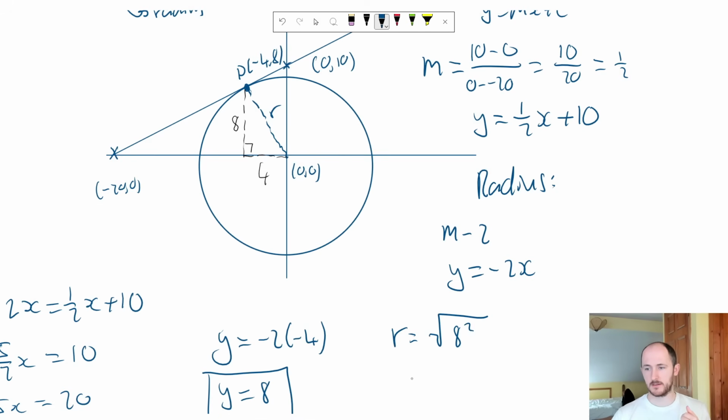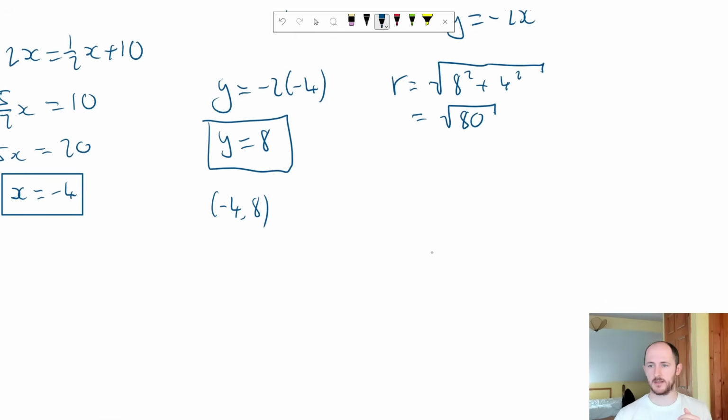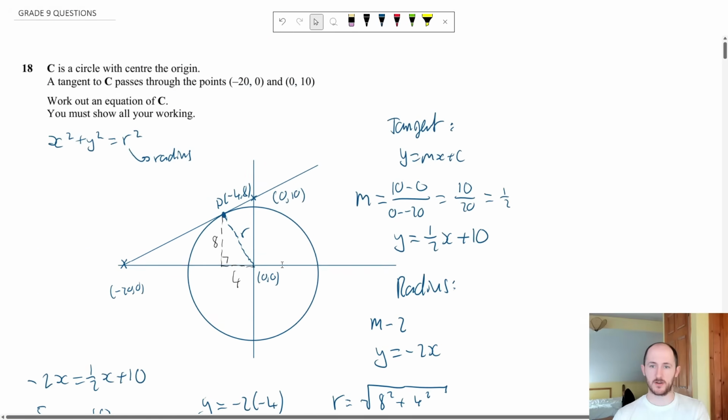8 squared plus 4 squared equals square root 80. But don't forget, we want r squared, so I'm not even going to bother working out the square root of that. So x squared plus y squared equals root 80 squared, which is just 80. Not bad for a 5-mark question.